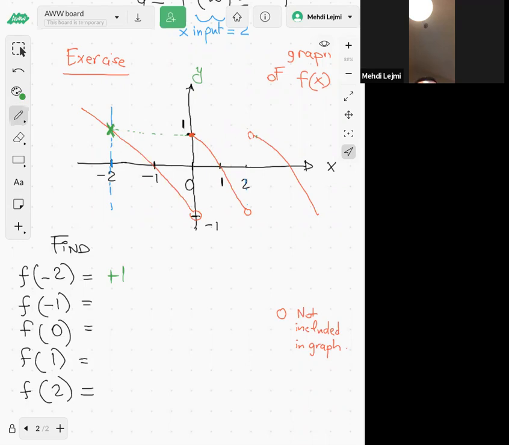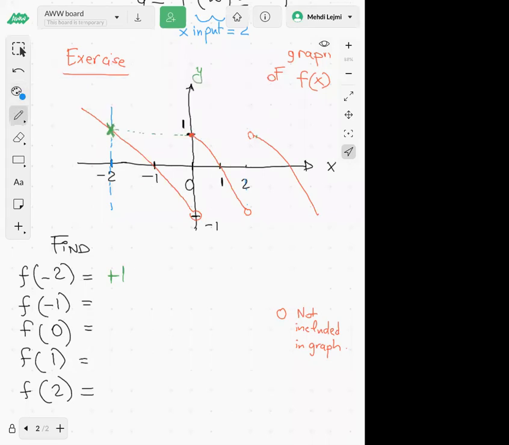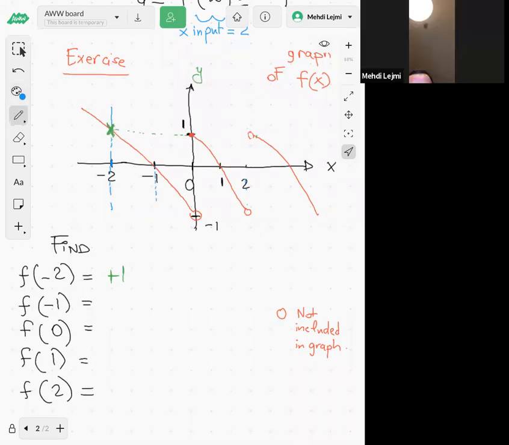All right, so what about f of -1? Well, for f of -1, I'm going to draw my vertical line here, and the intersection with the graph will be this point, which is the same as x equal to -1. Now I want to find the corresponding output, so I draw this horizontal line to the y-axis. If you go to the y-axis, then y would be 0. So the answer is 0.